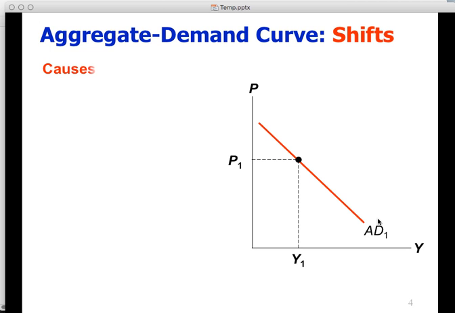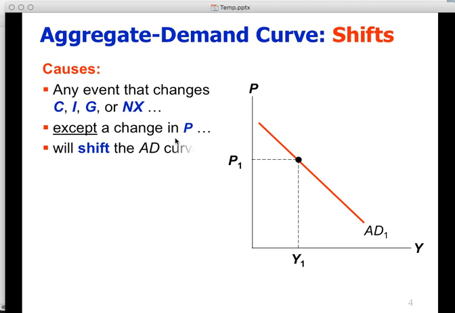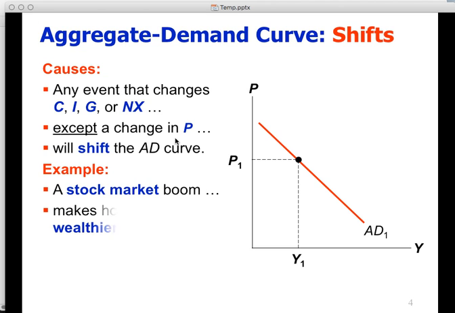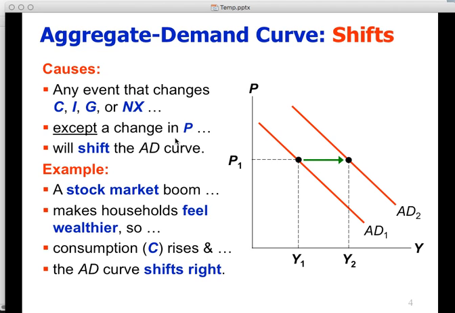So I said, look, any event, remember aggregate demand has 4 components: consumption, investment, government expenditures, and net exports. So any event that changes any of those, except the change in price, the change in price is reflected by movement along this curve. But any other change that affects any of the components of aggregate demand will shift the aggregate demand curve. For example, a stock market boom will make households feel wealthier, so consumption rises, and the aggregate demand curve shifts right.